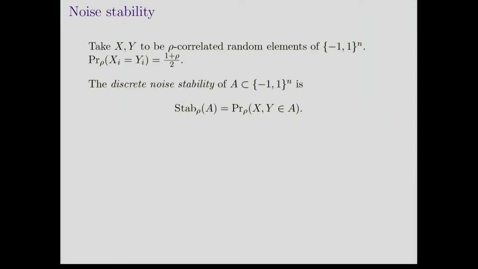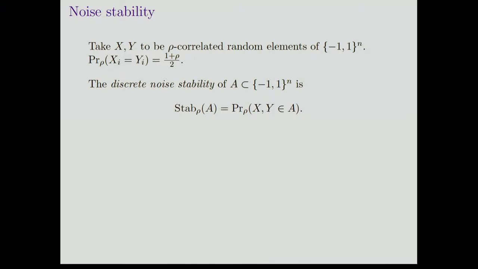So the first thing I'm going to talk about is Borel's result, which Joe already talked about in majority stablest. So we are going to use the same notion of noise stability that Joe was talking about, but we are going to do it both in the discrete cube and in Gaussian space. So let's start in the discrete cube.